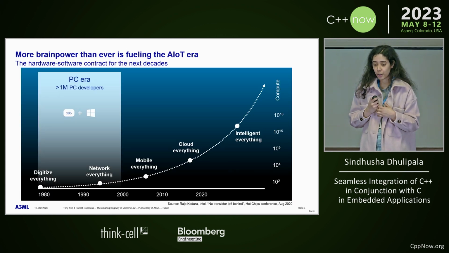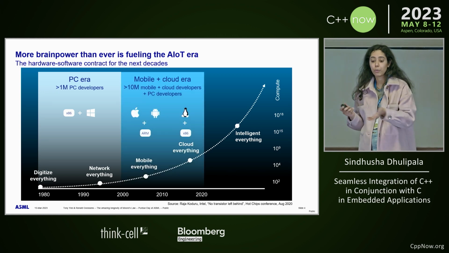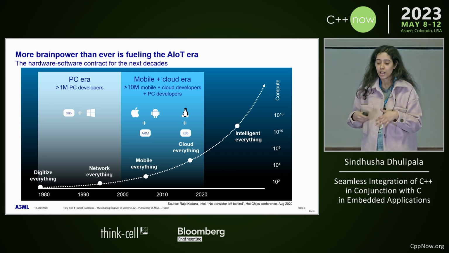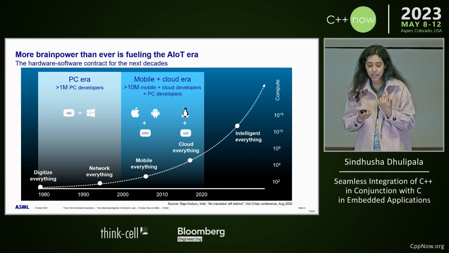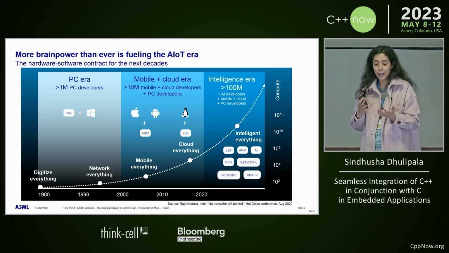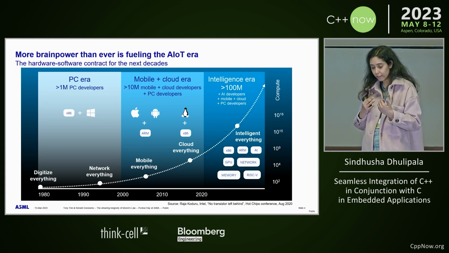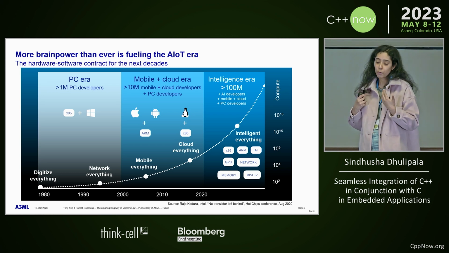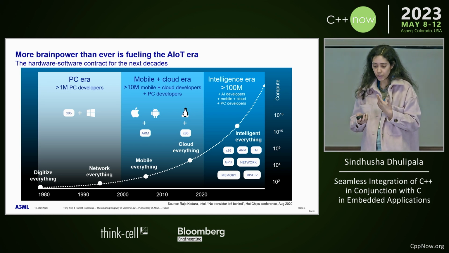A few decades ago, chips were just to provide processing for PC. We had 1 million PC developers, then we went into the mobile and cloud era. We went to 10 million mobile and cloud developers and PC developers. More processing speeds, more processing capacities, more controller options, more language options. And now that we're in the intelligence era, we have more AI related demands. We have more high processing mobile and cloud demands. And obviously our PC also has been improving. So we definitely need more high powered chips.